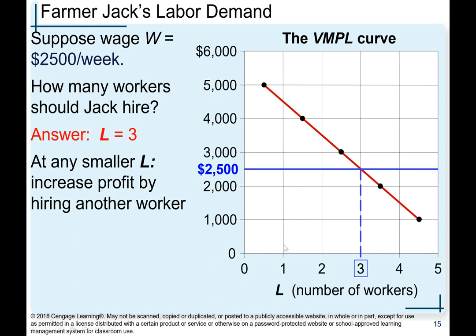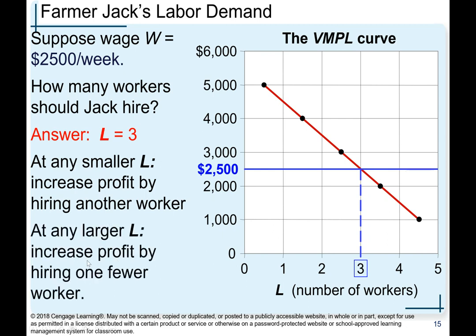As you can see, at one person, the value of the marginal product is up here, almost 4,500. What you're paying him is 2,500. What it is telling you is: hire the second person. You hire the second person, the value of the marginal product is still higher than the cost. Hire the third person. And by the time you get to the third person, these two things are equal. And that's where you stop.